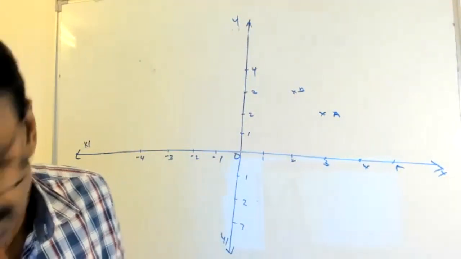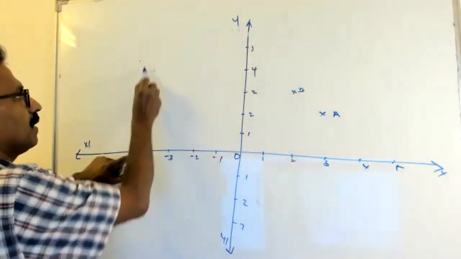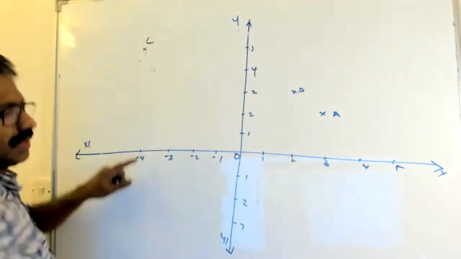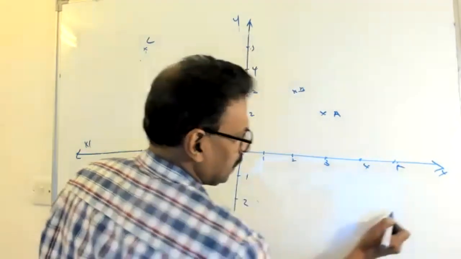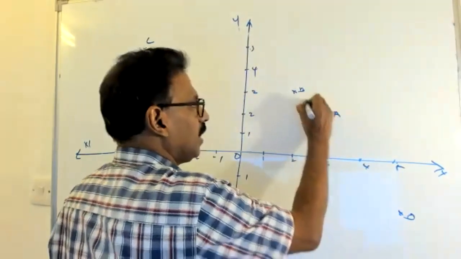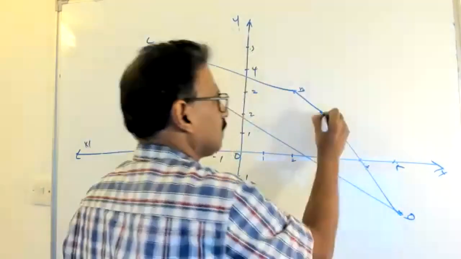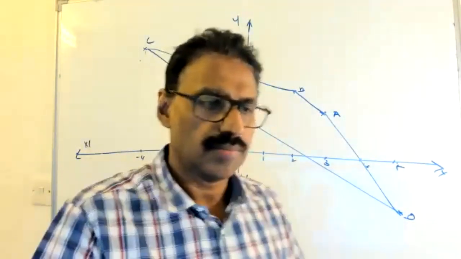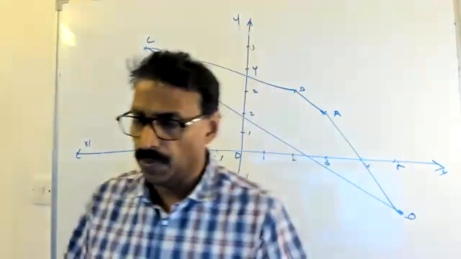Next point is (-4, 5), it will be here. Exact point from here and here, this is C. Then D is (5, -3), 5 and -3 here, so D. Then join AB, AC, then join here and here. Okay, draw this one and send me. I want everyone's answer. Clear or no? Understood or not? Yes, sir. Okay. Plot it and send me.